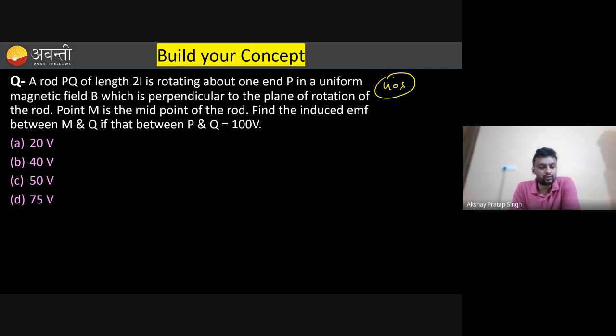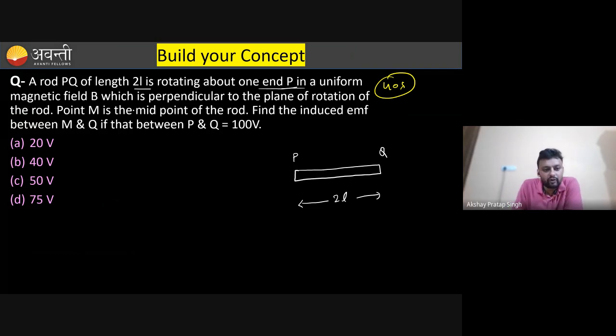There is a rod PQ of length 2L. Mark the keywords: length 2L, rotating about one end P. That means it is rotating about end P. So first of all, draw the rod. This is the rod PQ, and the length is 2L.